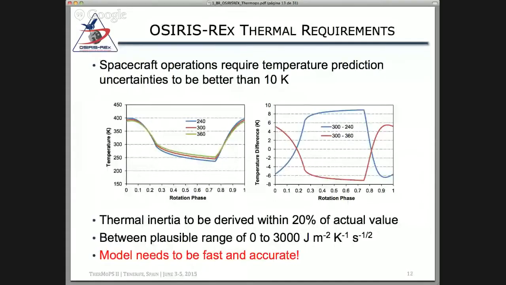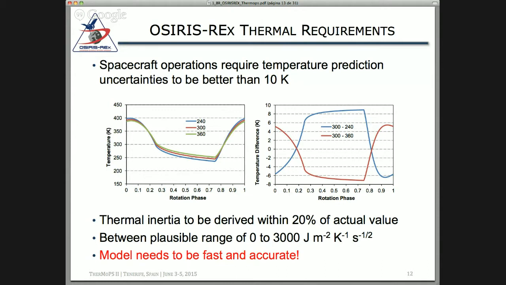And this actually constrains what we need to know about the thermal inertia. We find that just by comparing neighboring thermal inertia and the temperature difference between them, to fit within the 10 Kelvin, we need to know the thermal inertia to within 20% of the true value, or whatever the effective thermal inertia value is at the surface spot.